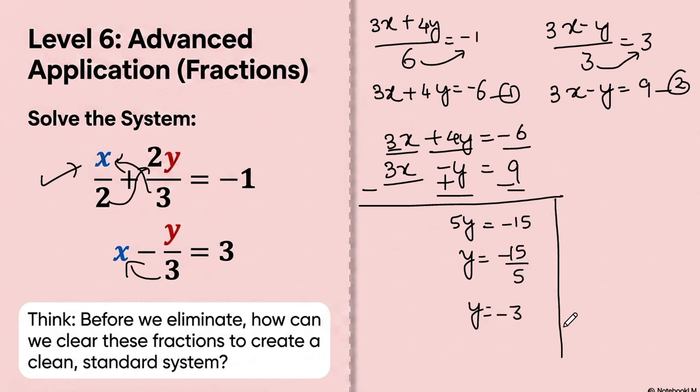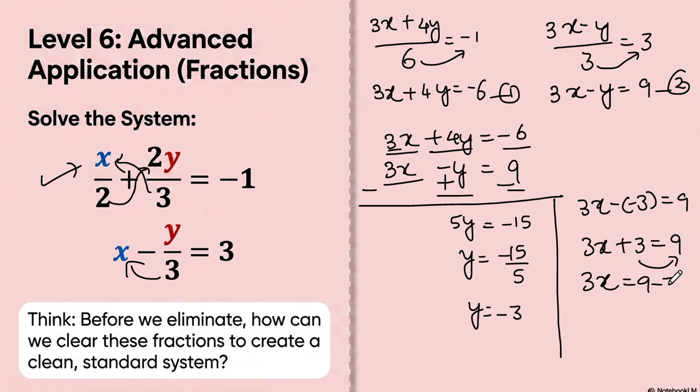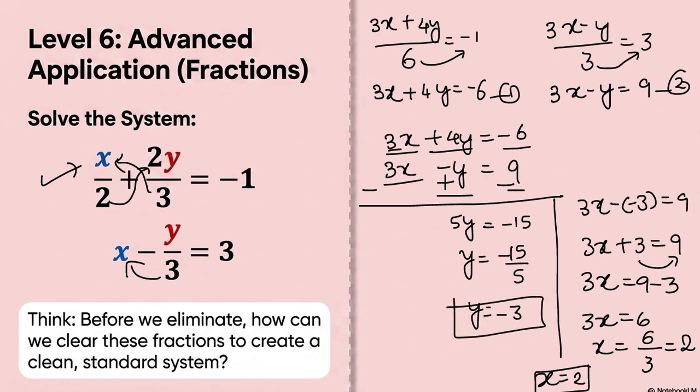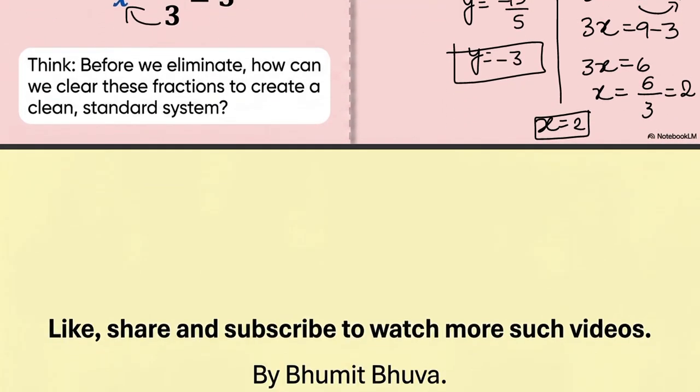If you put the value of y in one of the equations, let's put it in the second equation. So 3x minus y, which is minus minus 3, is equal to 9. So 3x plus 3 is equal to 9. If we take this 3 to that side, it becomes 9 minus 3. So we'll get 3x is equal to 6. So the x value is 6 by 3, which is nothing but 2. So the solution for this pair of linear equations is x is equal to 2 and y is equal to negative 3. So this is all about the elimination method.